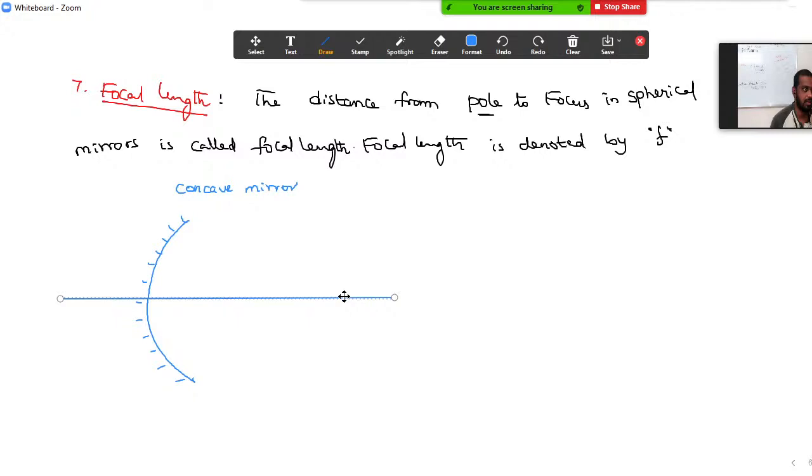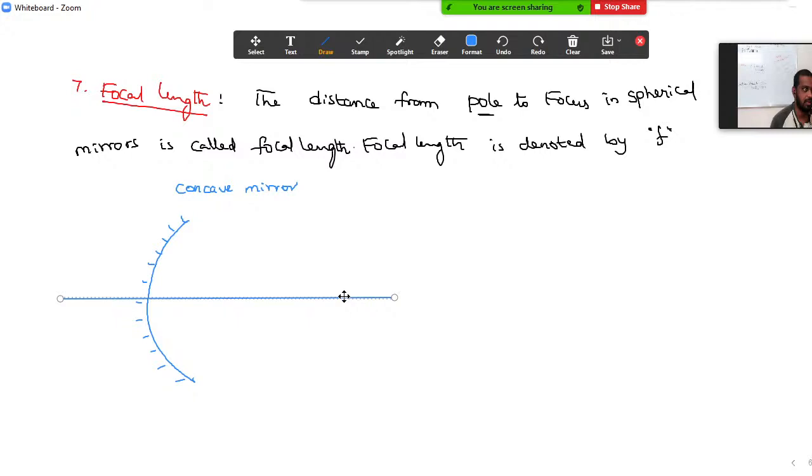The question is, a concave mirror having the radius of curvature 20 centimeters. Find out its focal length. And one more question, a convex mirror having the focal length equal to 10 centimeters. What is its radius of curvature?